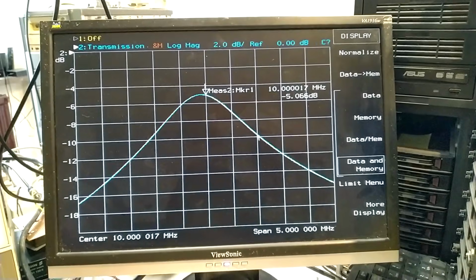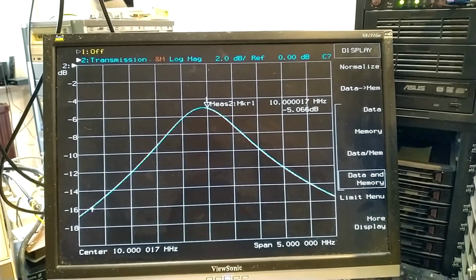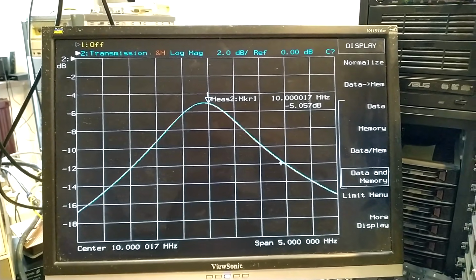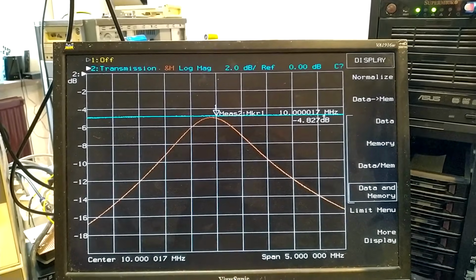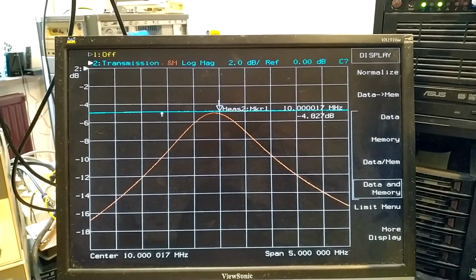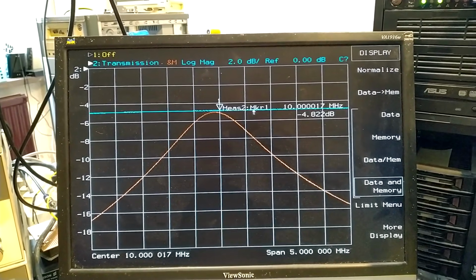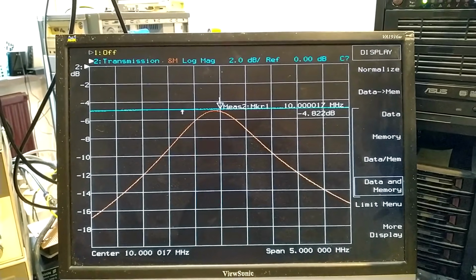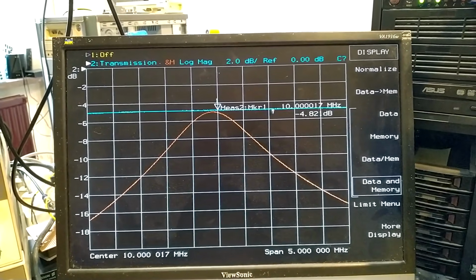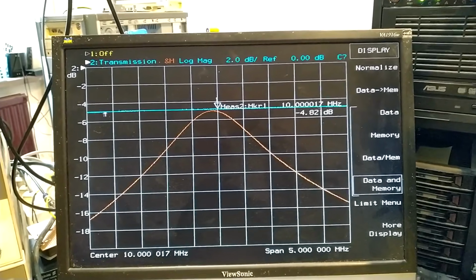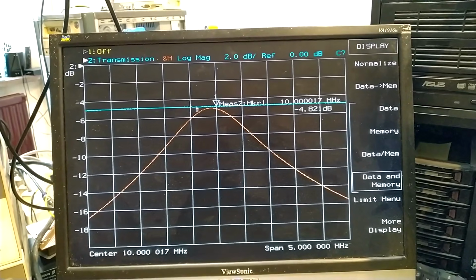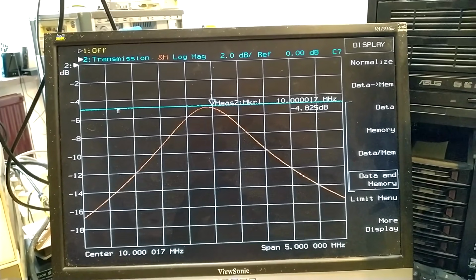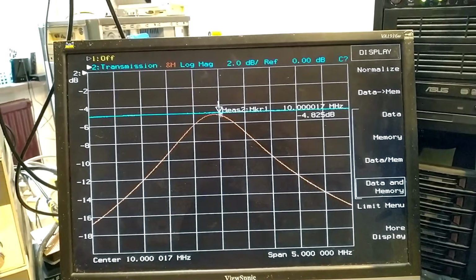Here is the frequency response when I feed the source follower through a 3 kilo ohm resistor. I have now shorted that 3 kilo ohm resistor, so it is fed now directly from the 50 ohm source impedance of the network analyzer. And as you can see, the difference on the peak is very small. It means that the input impedance is very high.